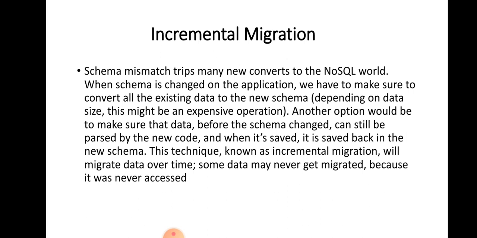Another option would be to make sure that data from before the schema change can still be parsed by the new code, and when it's saved, it is saved back in the new schema. This technique, known as incremental migration, will migrate data over time. Some data may never get migrated because it was never accessed.